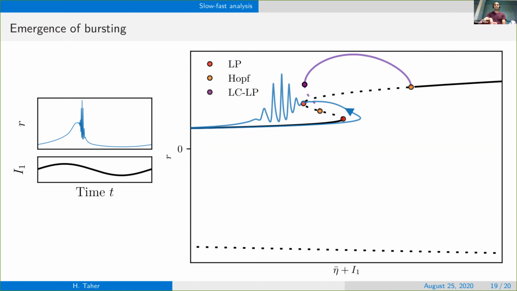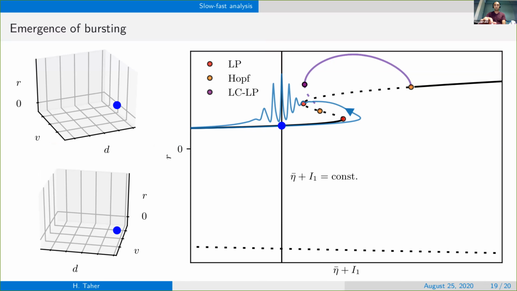And we will neglect the external forcing for now. So we will say the current is constant. It's not changing anymore in time. And if we take this constant current, for example, denoted by this black line, we have two equilibria. The first one is this top one, shown here in R, V, and D coordinates, and the other one is the bottom one. The bottom one is a saddle focus. It has one stable direction and two unstable directions. And it turns out that these two unstable directions form a 2D unstable manifold, which contains the upper equilibrium.